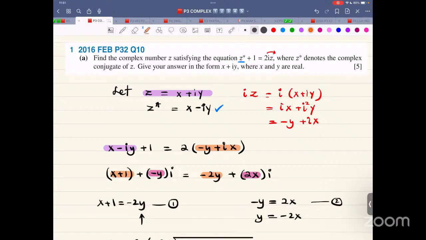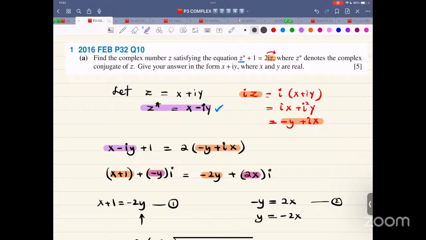Hold on for a second, let me just label it properly. This is iz with this thing, and this is multiplying with 2. That is good enough, that is iz over here. And this purple one, z star, that is this thing.